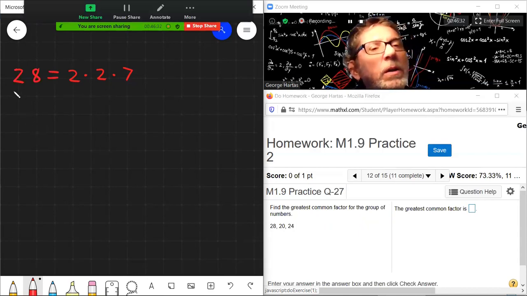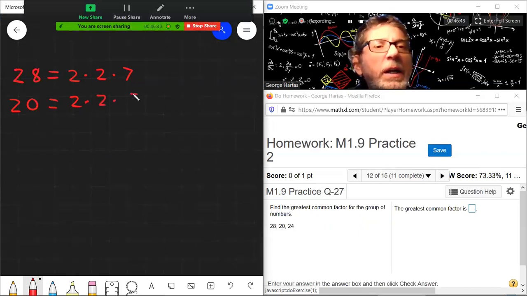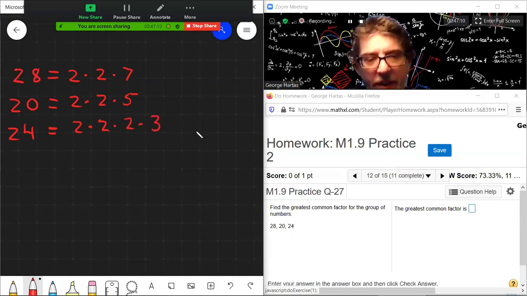20. Remember, we want primes here. So start with 2, because it's an even number. 2 times 10 is 20. And then 2 times 5 is 10. Got all primes? Done. 24. 2 times 12 is 24. 2 times 6 is 12. 2 times 3 is 6.